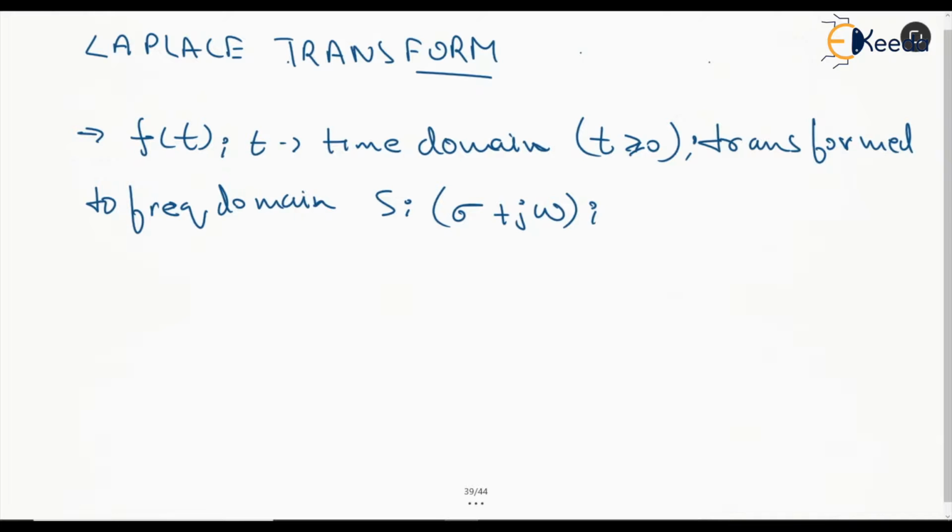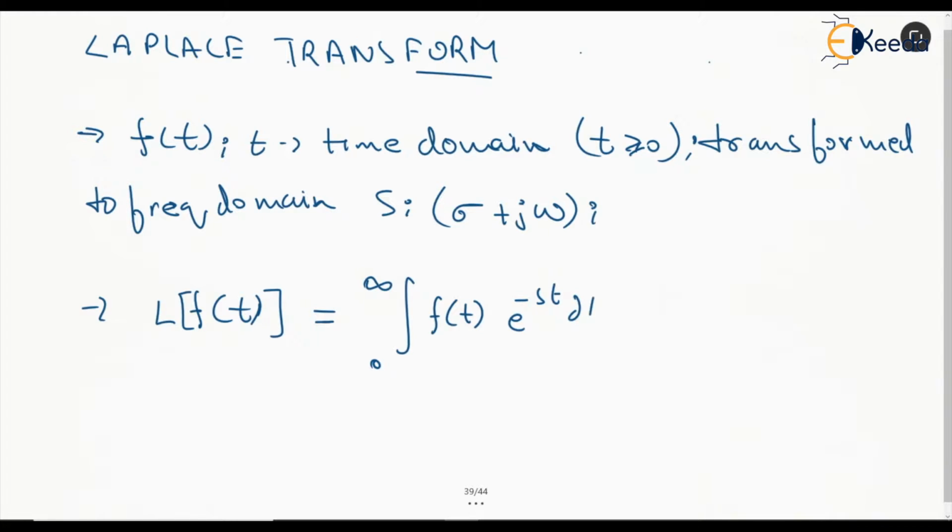Other than that, the expression for Laplace transform of f of t is given by integration from 0 to infinity f of t e to the power of minus st dt. This is basically unilateral. If it is bilateral, the integration will be minus infinity to infinity, the same integration, right?